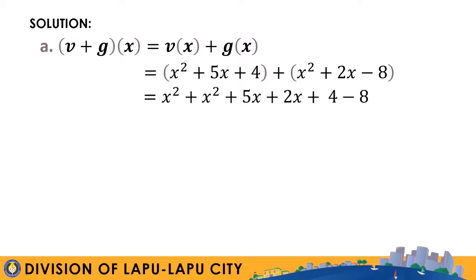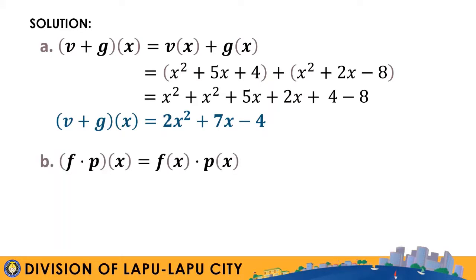We have x squared plus 5x plus 2x plus 4 minus 8. X squared plus x squared is 2x squared, 5x plus 2x is 7x, and 4 minus 8 is negative 4. Therefore, the sum of functions v and g is 2x squared plus 7x minus 4.